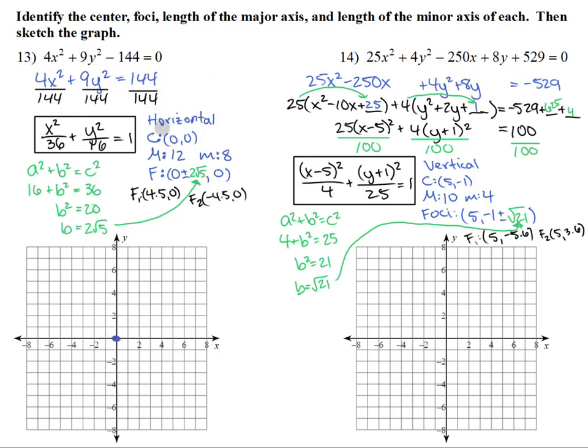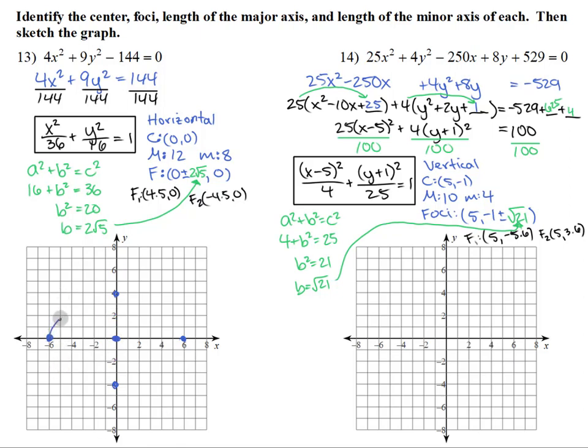Then we know this is horizontal. So if the total major axis is 12, that means from the center I only want to go 6 left and right to get a total distance of 12. So we really just want to go left and right 6 units. That'll give us a total of 12. And if my minor axis has a total of 8, we just want to go up or down 4, which is our other value.